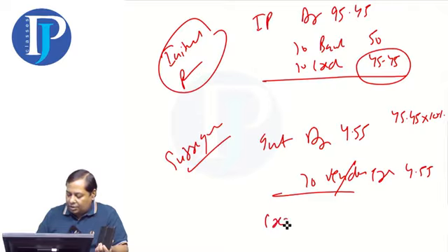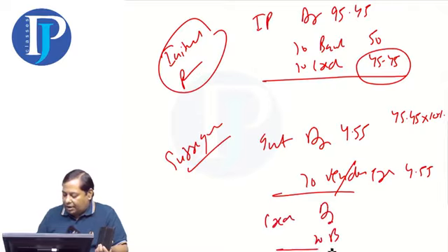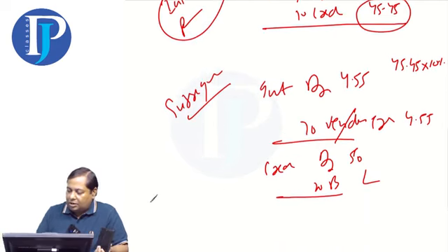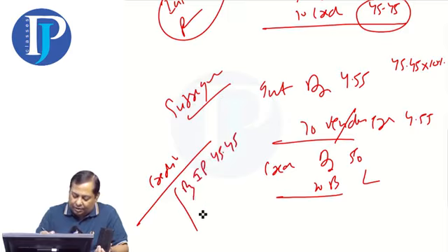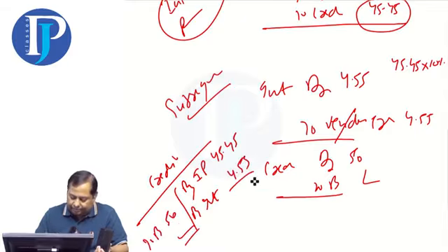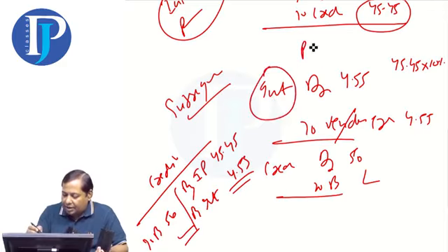Now I will pass the entry. Creditors account debit to bank 50 lakhs. That means in my creditors account, I passed an entry by investment property. Then I wrote by interest 4.55. So I wrote to bank 50. And this interest will be credited to P&L.